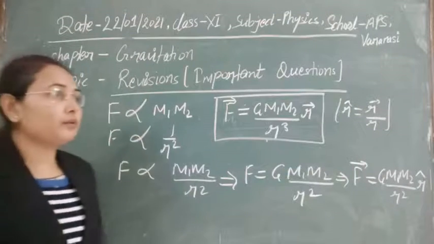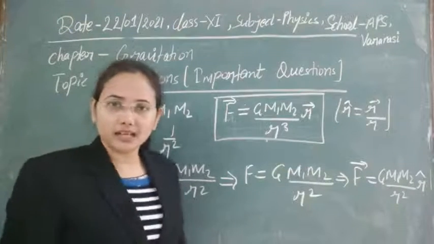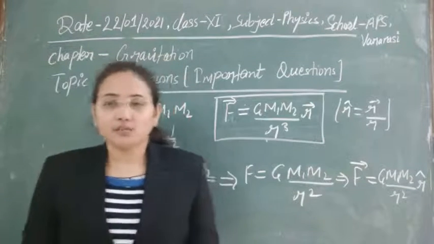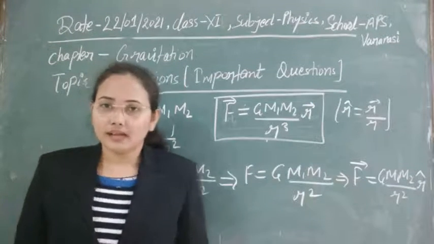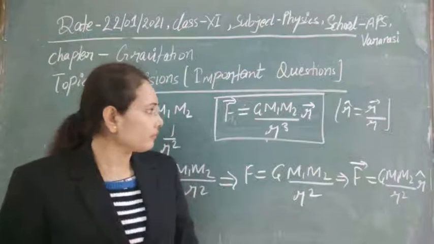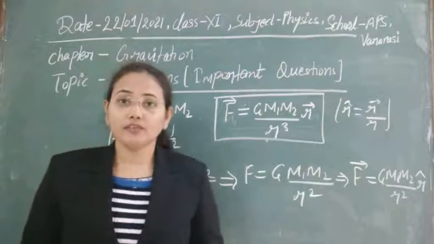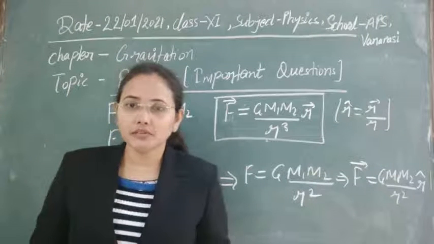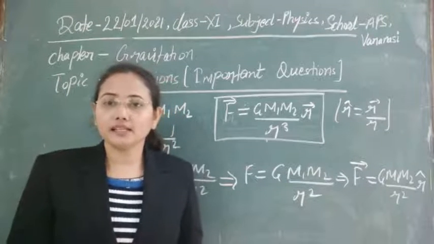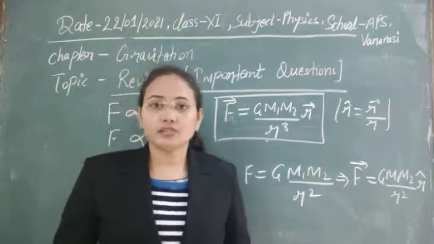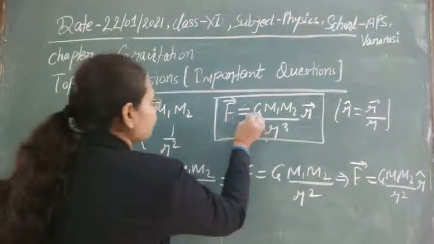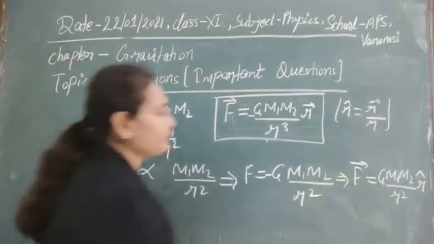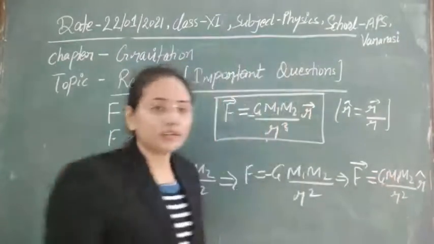Now let's come to the properties of gravitational force. As we have revised, I am taking it fast. So the first property of gravitational force is that it is an attractive force. Gravitational force is never repulsive, never zero, you can say. It is an attractive force. For that case we put a negative sign here, that shows the attraction between any two masses.